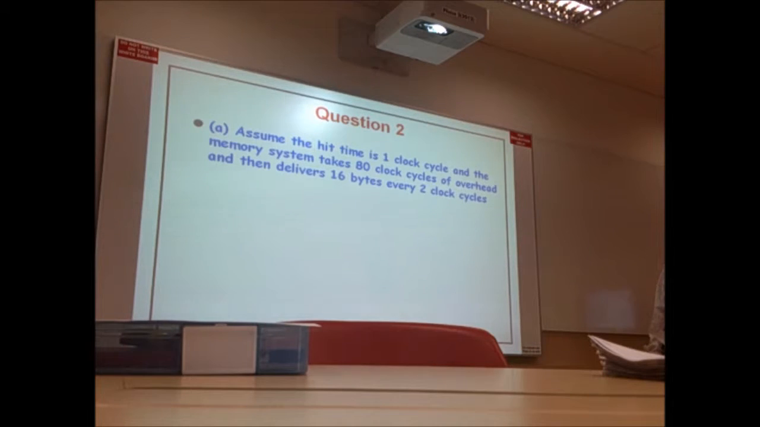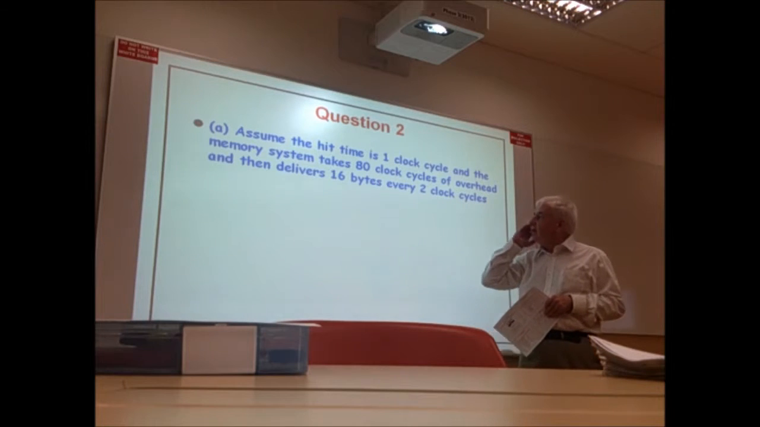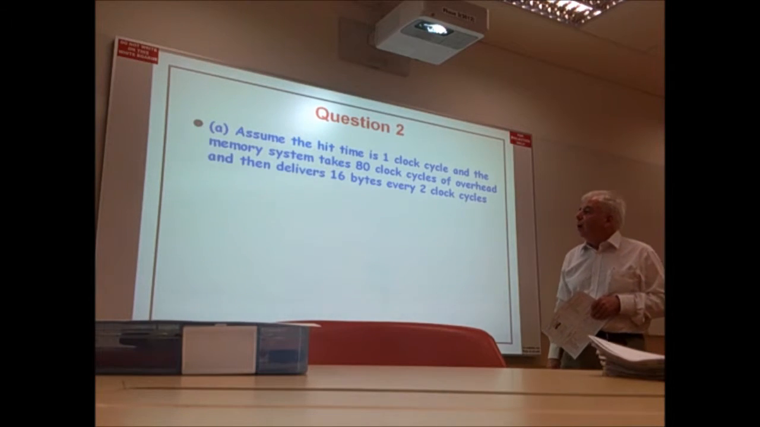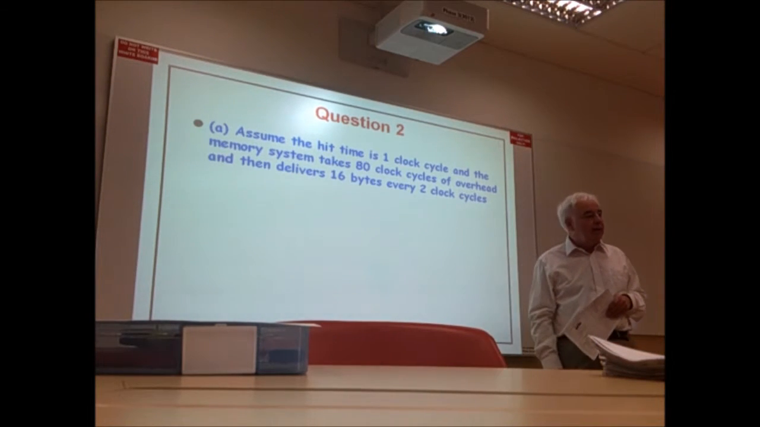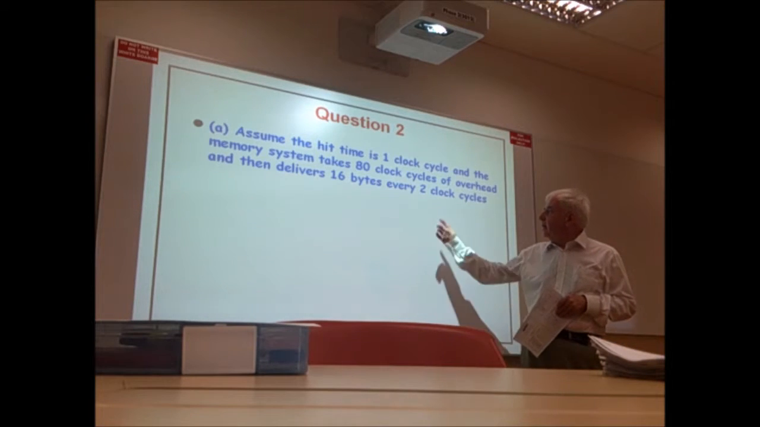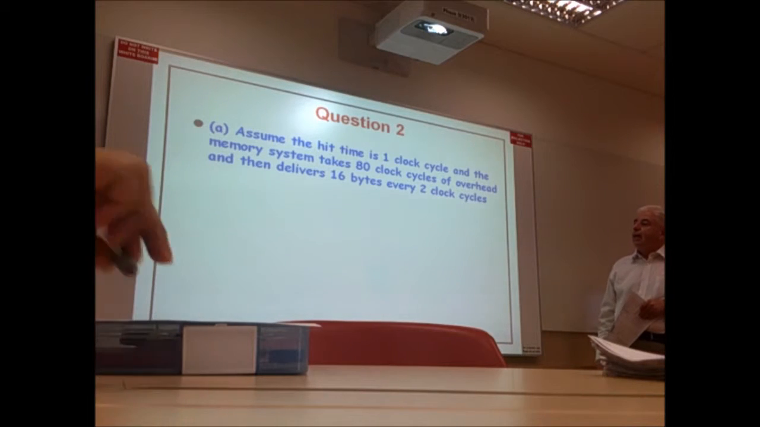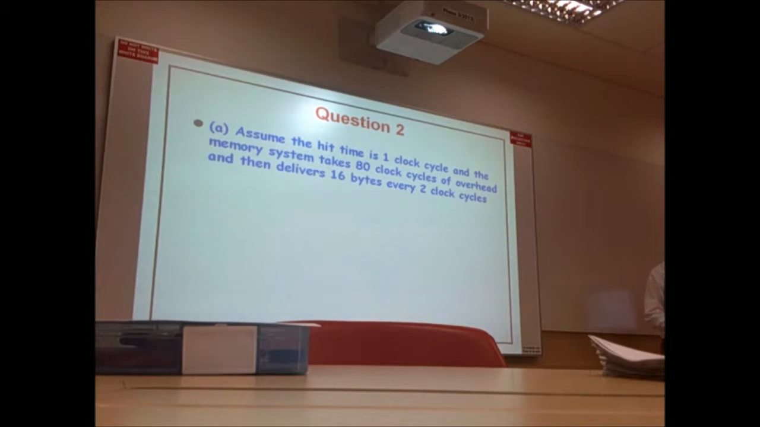The miss penalty will depend upon the size of the block we're trying to bring into the cache. We're told that there's an 80 cycle penalty to begin with, and then for every 16 bytes we want to load into the cache, that's going to take 2 extra clock cycles. So if we have a 16 byte block, it will take 82. A 32 byte block will take 84, and so on.